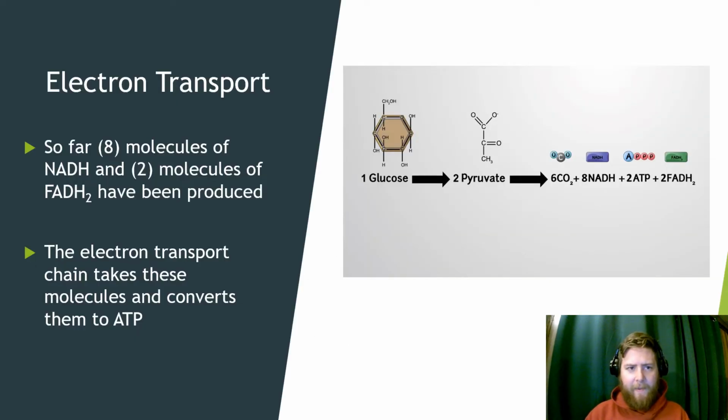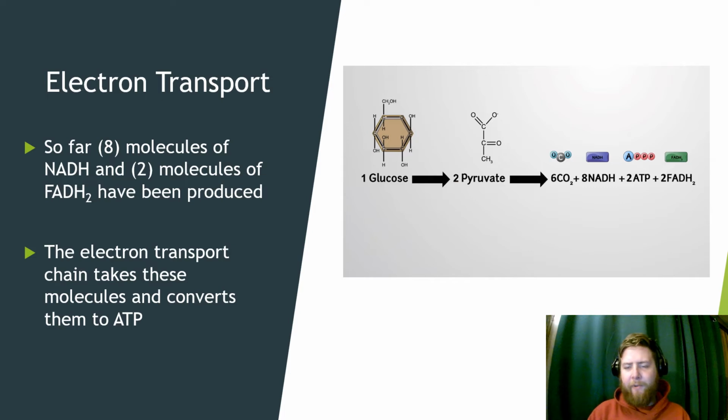To get these ATP back, we have the electron transport chain. So far, we've made 8 molecules of NADH and 2 molecules of FADH2, and we need to get the energy back from those. We need to reconvert those back to NAD+ and FAD so that they can be used again in the Krebs cycle in the future.